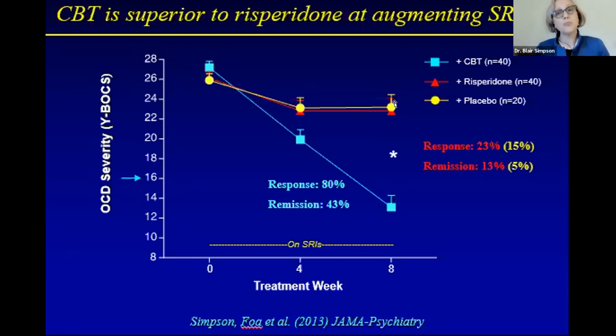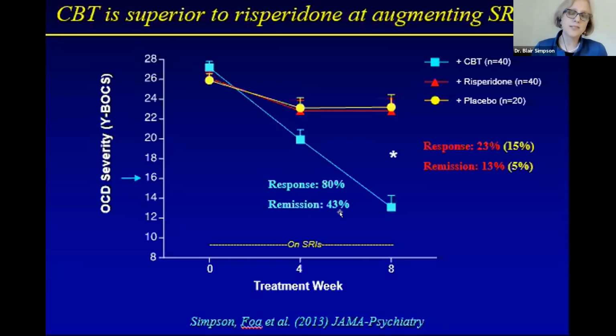But I want to go back to the good news. The good news is we have another really powerful augmentation treatment, which is the addition of exposure and response prevention, which once again can lead to many people getting better from that addition of that therapy. And in this study, 43% ended up with minimal symptoms.